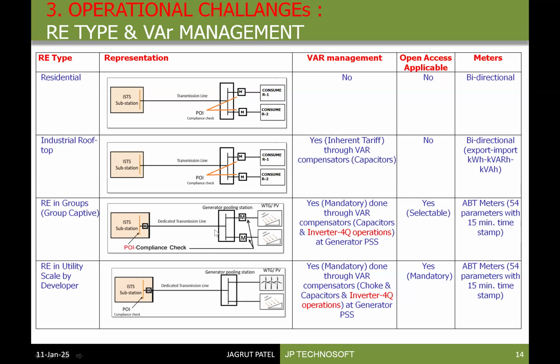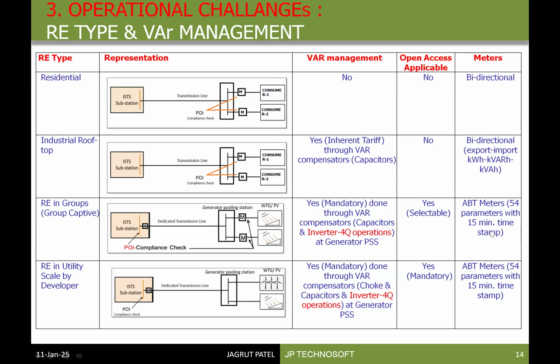because there will be some losses in this transmission network. Losses will be distributed among these generating people based on their generating values. So here, if you see, this is mandatory. Reactive energy management is mandatory for this kind of installations. Open access is also applicable. ABT meters are a must in these cases.